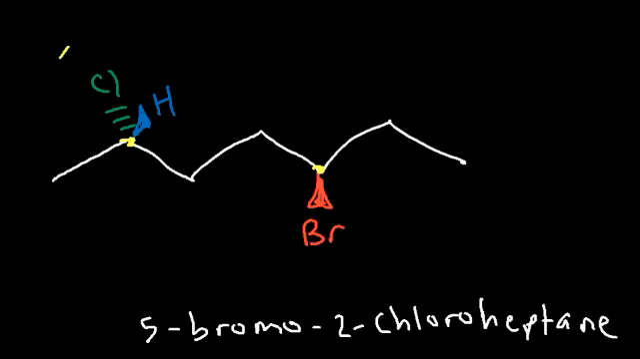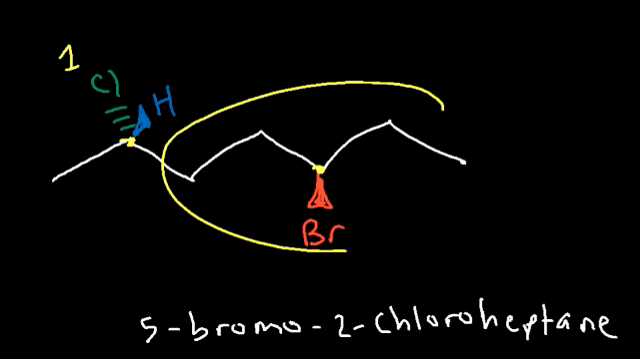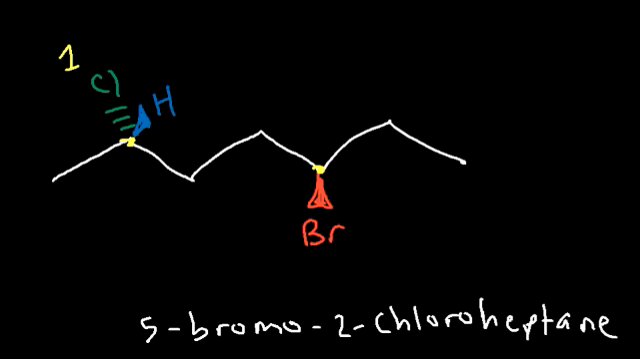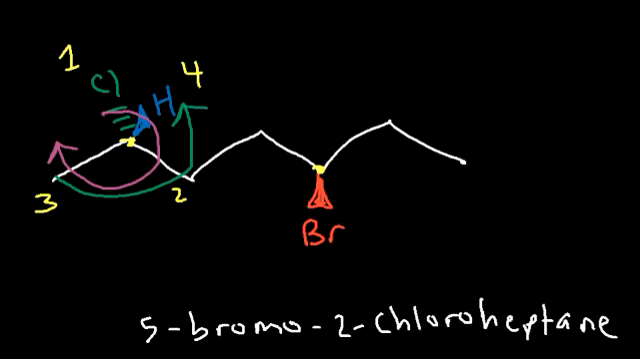So chlorine has the highest priority, then it's everything on the right side, that's group number 2. Then we have the methyl, and H is almost always number 4. So if we count it from 1 to 2 to 3, it appears to be R, but because H is in the front, we need to reverse it, so it's counterclockwise. So therefore it's S.